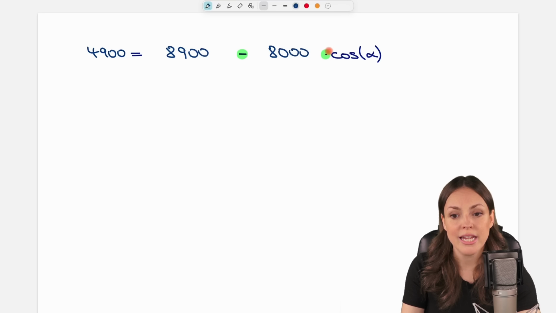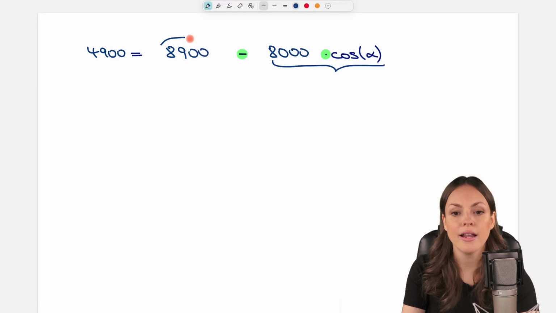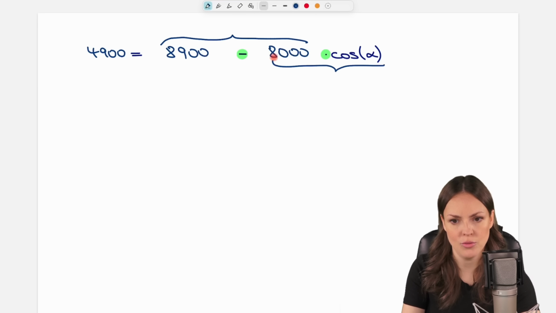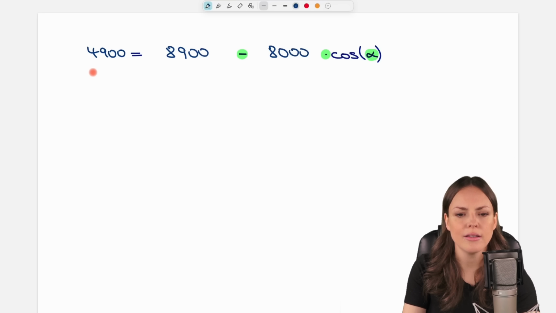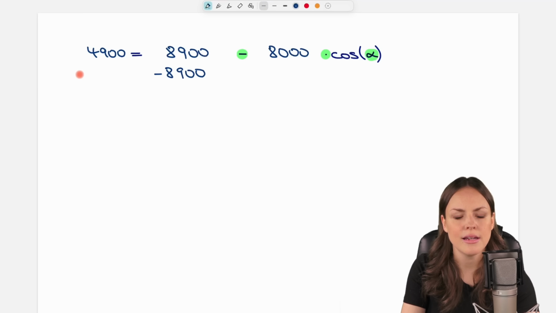Okay, because of the multiplication here, these two belong together. We cannot subtract these two numbers. But we have alpha here. We want to solve for alpha, so let's get rid of the 8,900 here and put it to the other side by subtracting it on both sides of the equation.